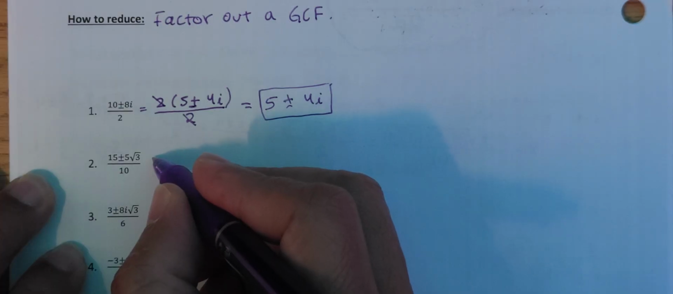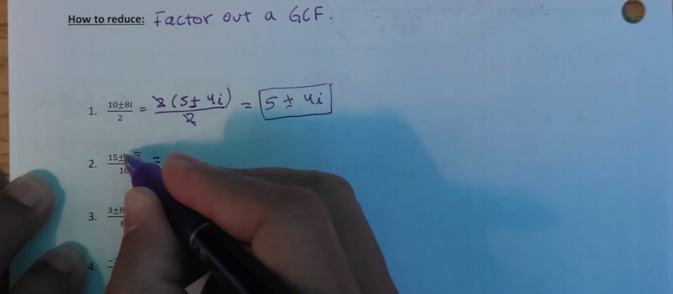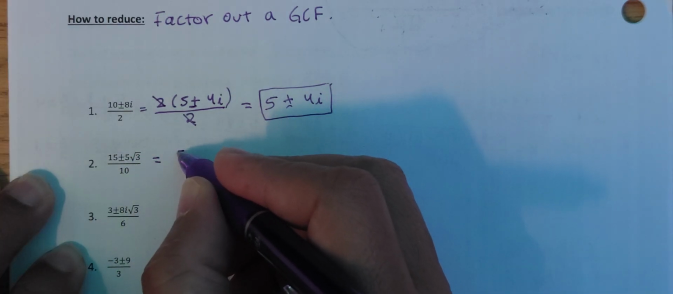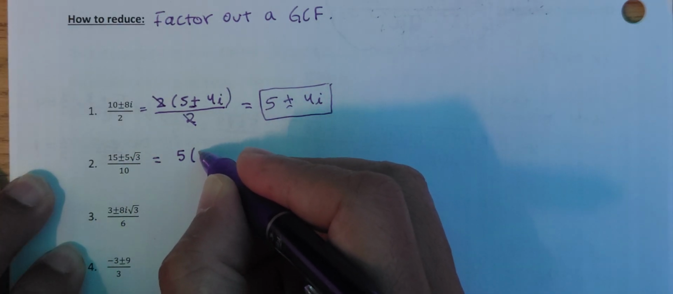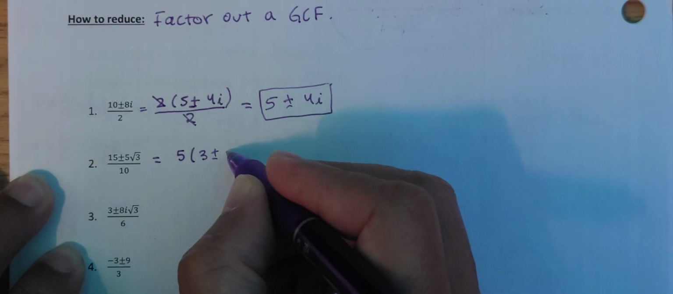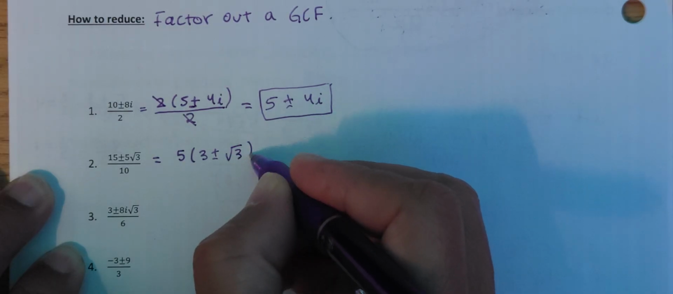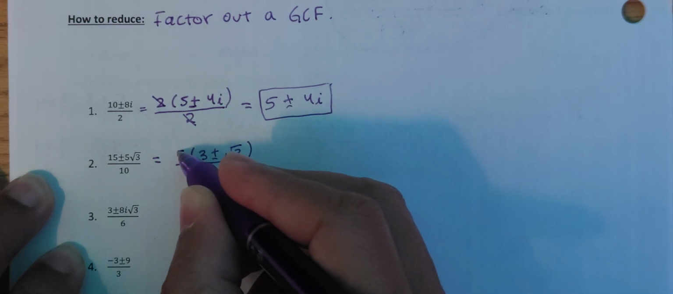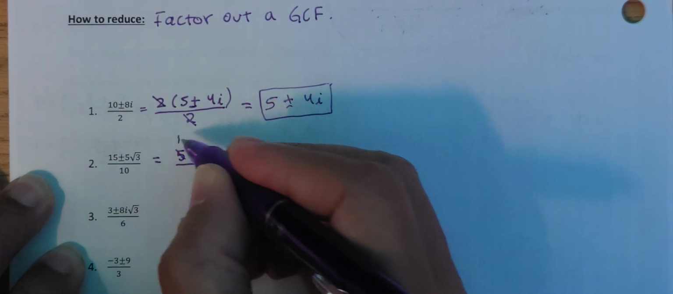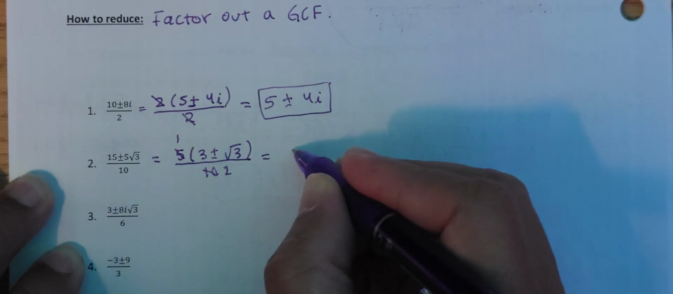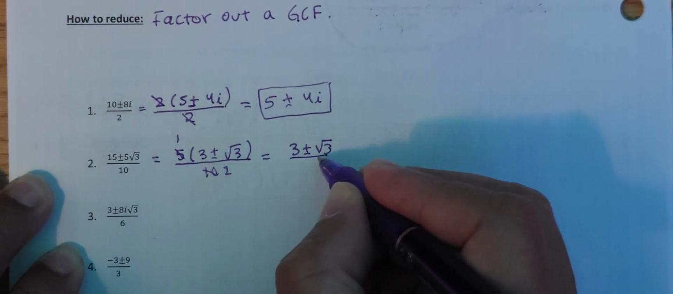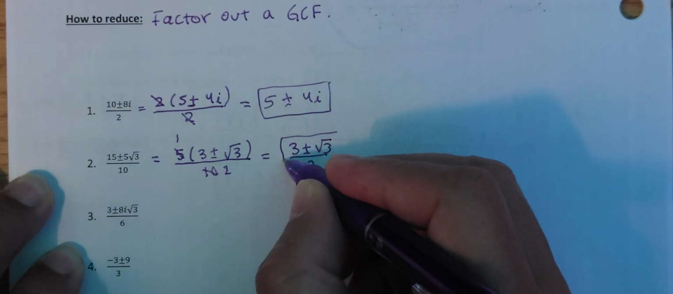Okay, next example. In this case, we have a square root of 3, and there's a GCF of 5 between 5 and 15 and 5. So I'm going to factor that out, and then this becomes 3 plus or minus the square root of 3, and then this is over 10. But then 5 over 10 reduces to 1 over 2. So then this simplifies to 3 plus or minus the square root of 3 over 2. And that's the simplest form.